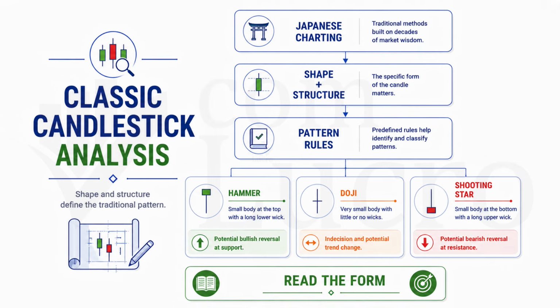Classic candlestick analysis comes from traditional Japanese charting. It focuses on the specific shape and structure of candles to identify reversals or continuations, using well-known patterns like the hammer, doji, and shooting star. These follow predefined visual rules and are usually read in the context of a prior trend.